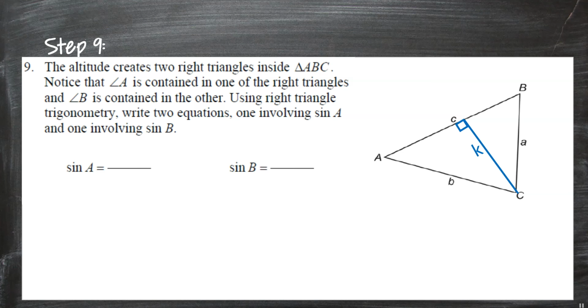Step 9. The altitude creates two right triangles, like we just mentioned, and angle A is contained in one of the right triangles, and angle B is contained in the other. Using right triangle trigonometry, write two equations, one involving sine of A and one involving the sine of B. This is just like what we did in the earlier step, so give it a try.